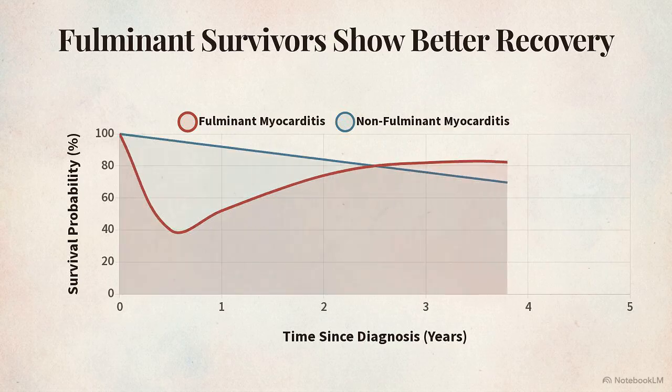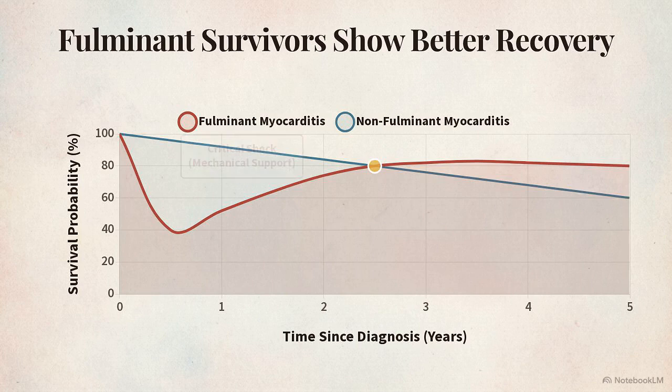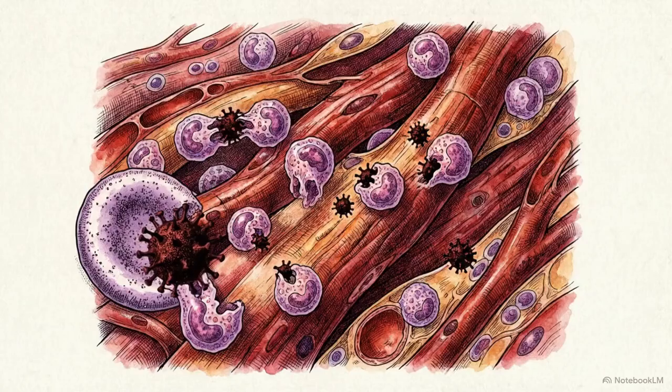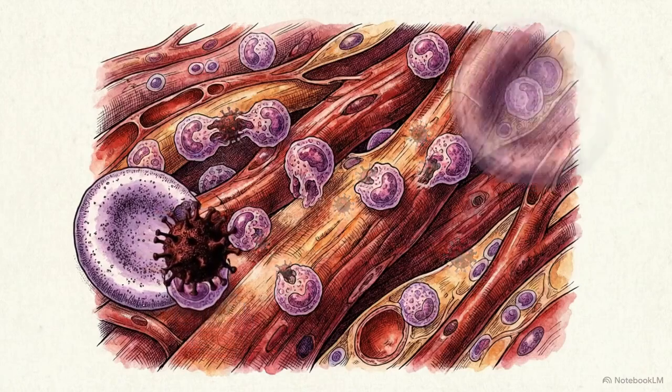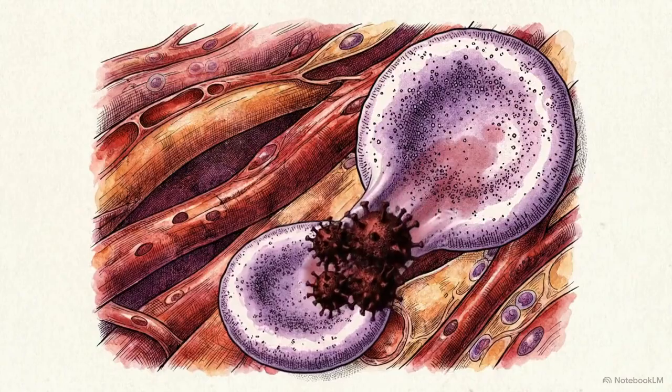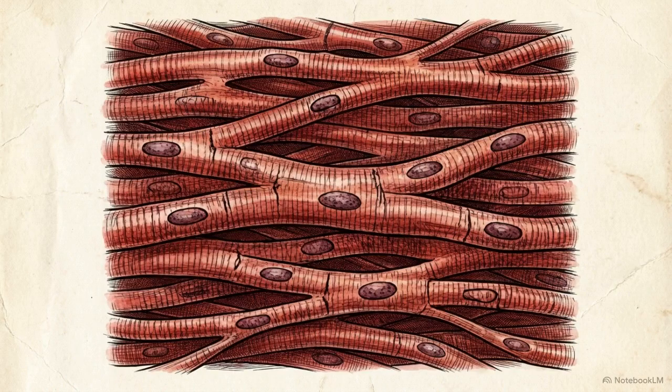If fulminant patients survive the initial shock with mechanical support, their long-term trajectory stabilizes. They actually achieve significantly better long-term functional recovery than the non-fulminant patients. This happens because the violently lethal inflammation that almost killed the patient was in fact a highly robust immune response. Once the acute phase is managed, that same aggressive immune system does an exceptional job of clearing the underlying virus.